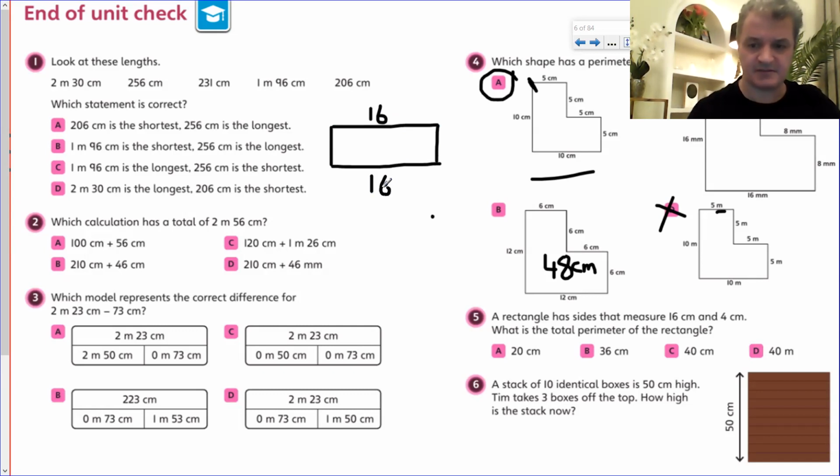I know the long side of my rectangle is going to be 16 centimeters. The length is going to be 16, the width is going to be 4. What have I done there? It's 4 centimeters. Got to make sure your measurements are correct, your units of measurement are correct. So this is 4 centimeters.